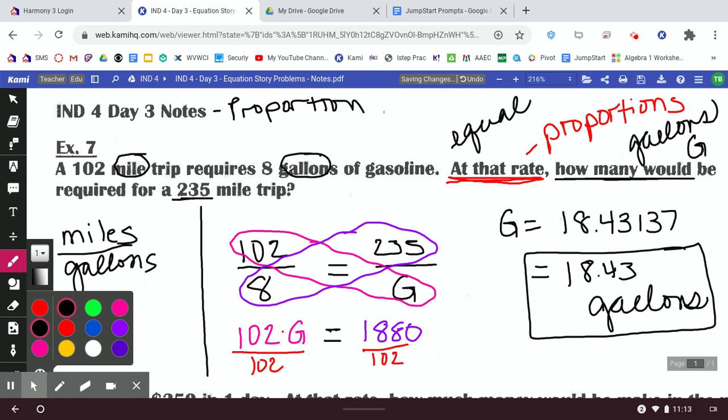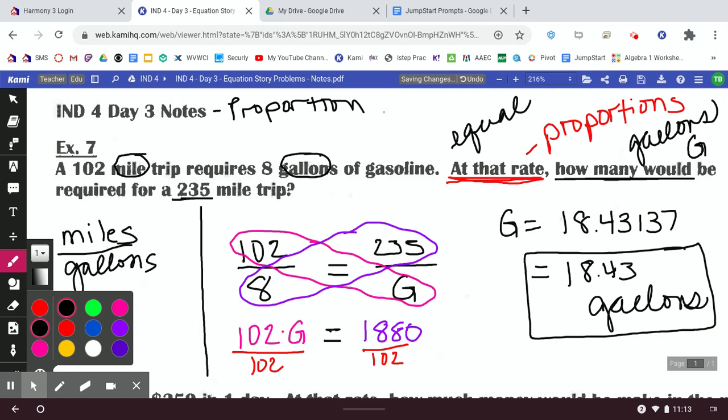Would you round up or down? If you only get 18 gallons, are you going to make it 235 miles? You're going to need that other 0.3. So if you had to round to the nearest gallon in this particular problem, because rounding up or down always depends on each individual problem and what makes sense, well, here we would need to round up to 19, because if we round down to 18, we're going to run out of gas just shy of our 235 miles.